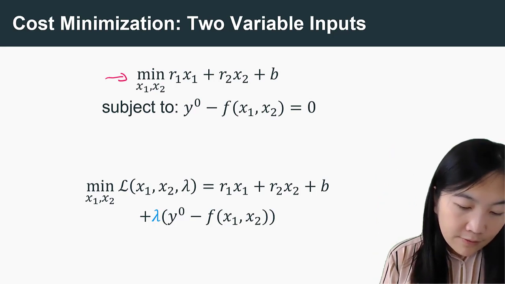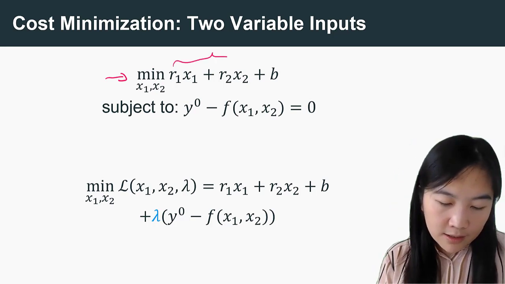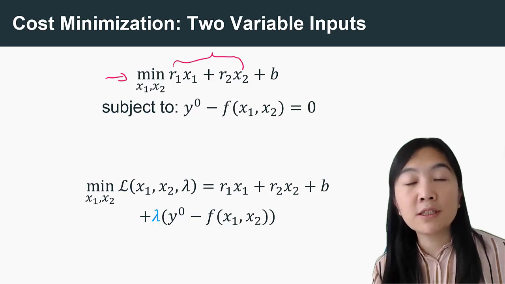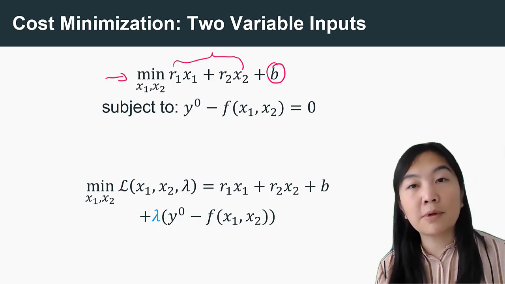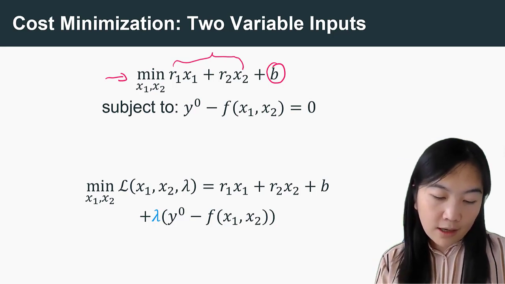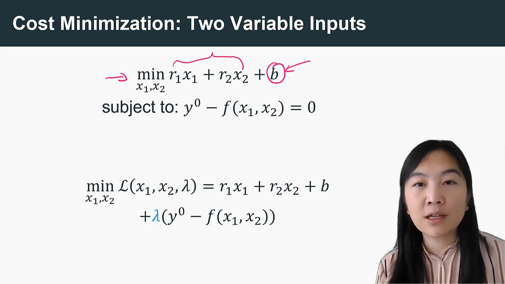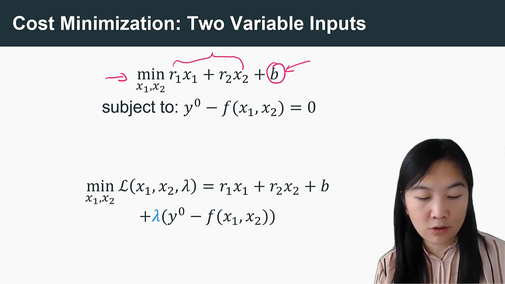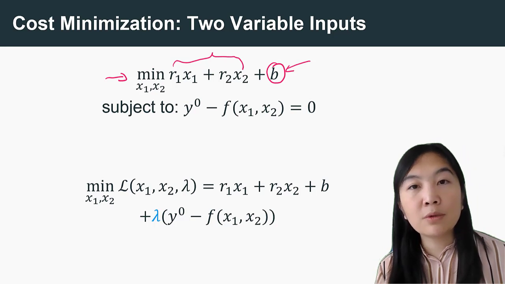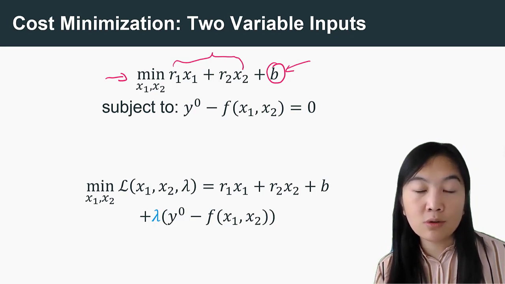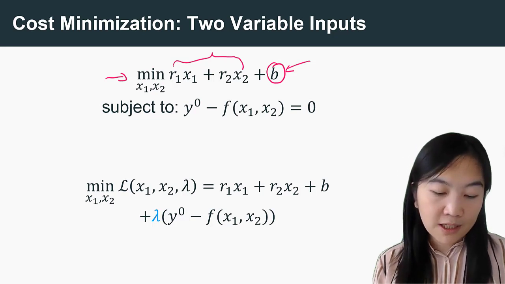So in the objective function, we have the total factor cost. Total factor cost, as I explained, this component is the variable input cost, and this part is a fixed cost. And you will notice a little bit later on that this B actually doesn't matter here, because once you take derivatives, the derivative of B with respect to the variables will equal 0. But let's just write it here for completeness.